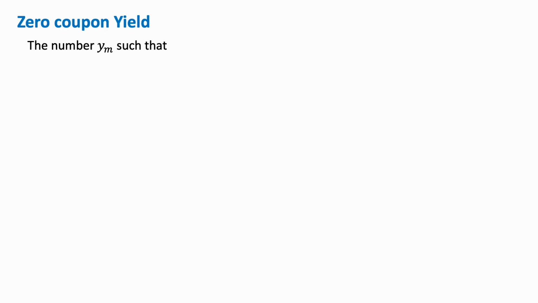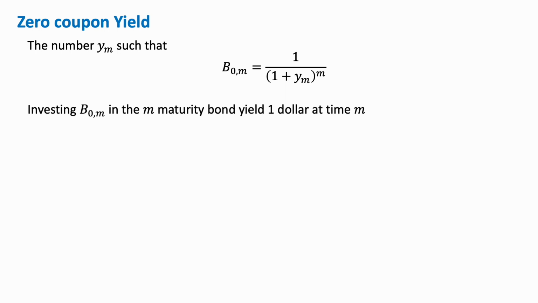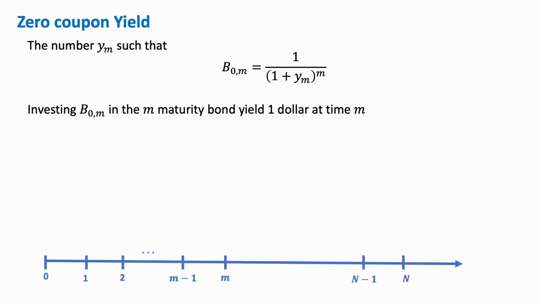Next, let's now talk about the zero coupon bond yield. So the zero coupon bond yield is just a single number that we're calling Y_M, such that it satisfies this relation. So the value of the zero coupon bond is just given by this expression here. You seek the Y_M such that this expression is true. So that means essentially that investing B_0M in the M maturity bond yields $1 at that time M.